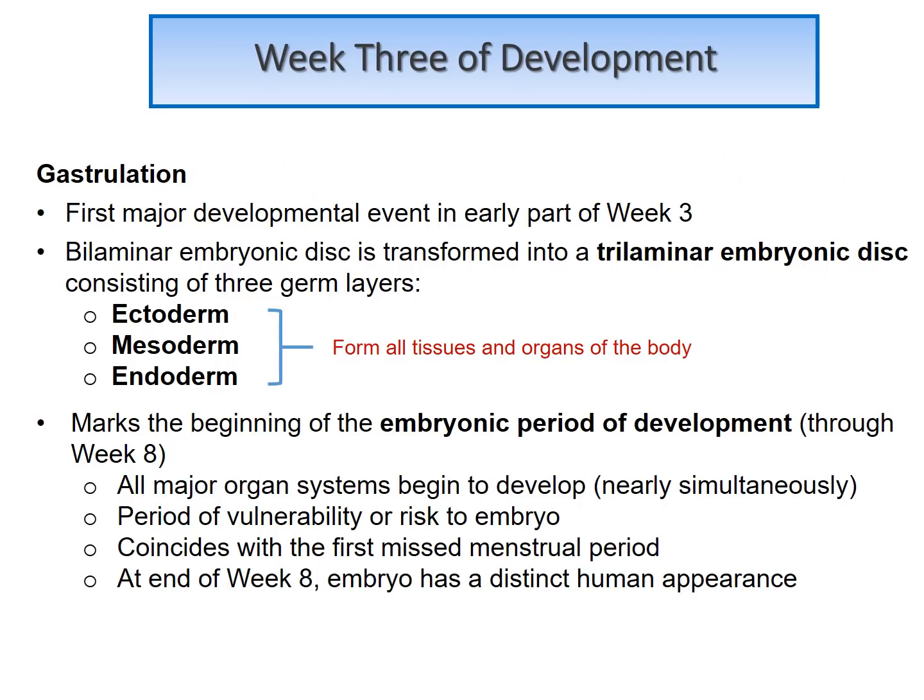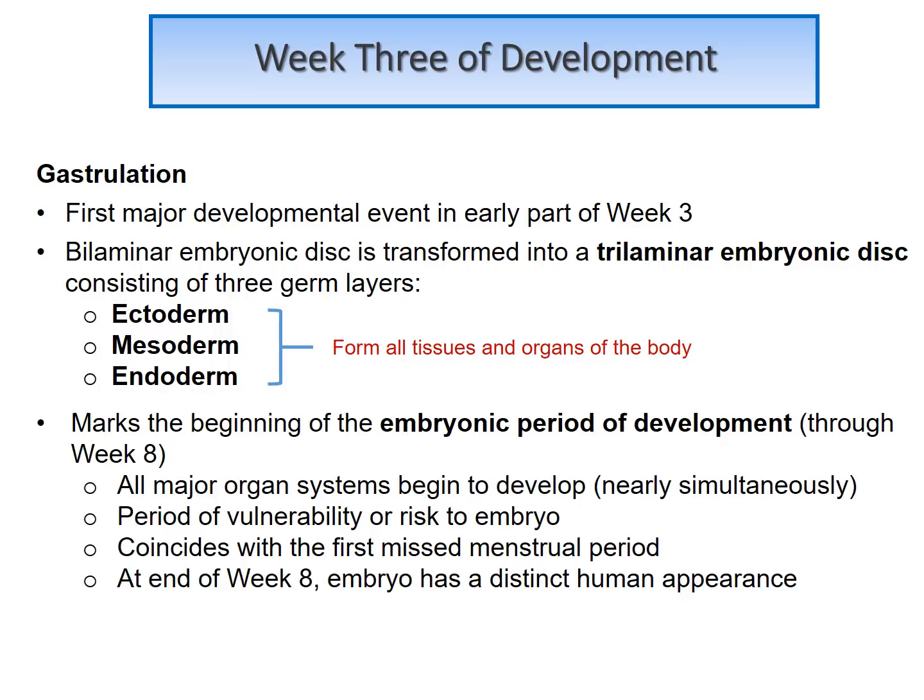We move now on to events in week 3 of development. Gastrulation is the first major developmental event in the early part of week 3. In this process, the bilaminar embryonic disc is transformed to a trilaminar embryonic disc consisting of 3 primary germ layers, ectoderm, mesoderm, and endoderm, from which all the tissues and organs of the body form. The next set of slides describes the essential details of this process.